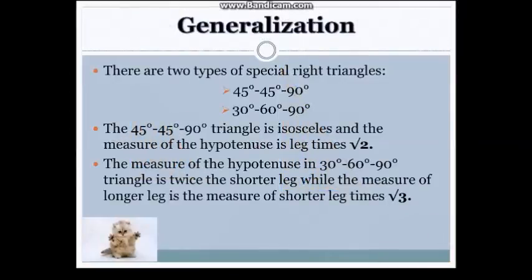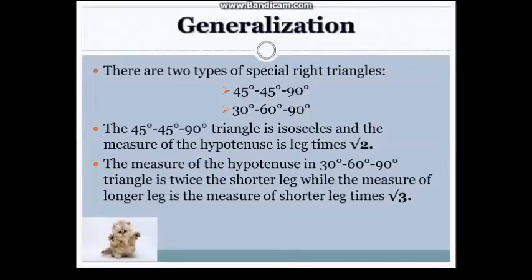For the generalization, there are two types of special right triangles. The first one is the 45 degrees, 45 degrees, 90 degrees triangle. And the second is the 30 degrees, 60 degrees, 90 degrees triangle.